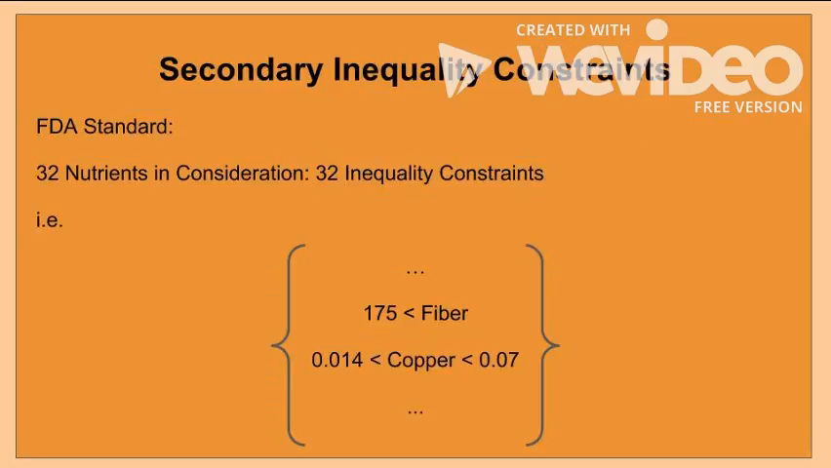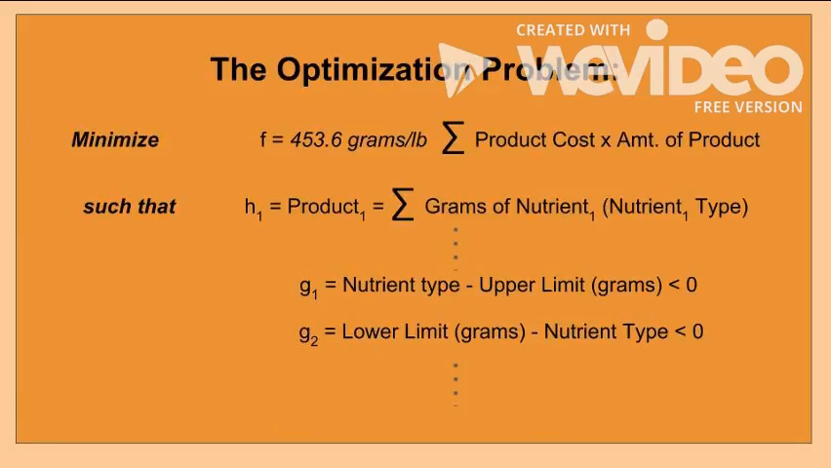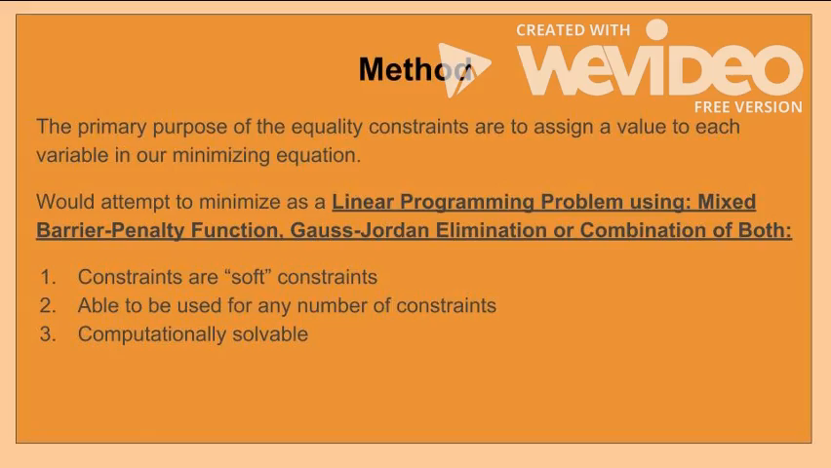From all this, we can get a general optimization problem, minimizing food costs while still considering nutrient composition with respect to recommended weekly nutrient values. The primary purpose of the equality constraints are to assign a value to each variable in our minimizing equation. I would attempt to approach this problem as a linear programming model, using either a mixed barrier penalty function, Gauss-Jordan elimination, or a combination of both.